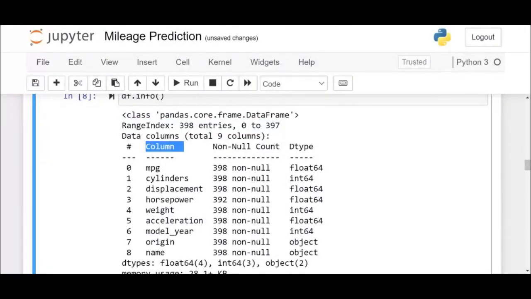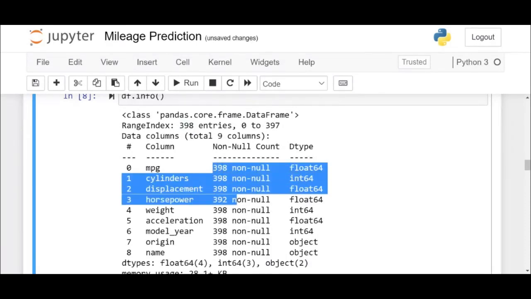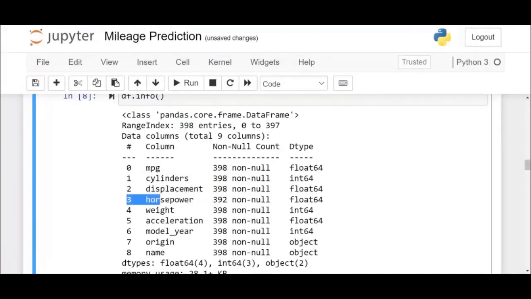Then the column names are given here: mpg, cylinder, displacement, and so on. Now we are expecting that the data should have 398 values in each column. So non-null, there are 398 values except for horsepower. Have you seen that except horsepower, everywhere we got 398 non-null values? This means that horsepower has a missing value. So our data set has a missing value, right?